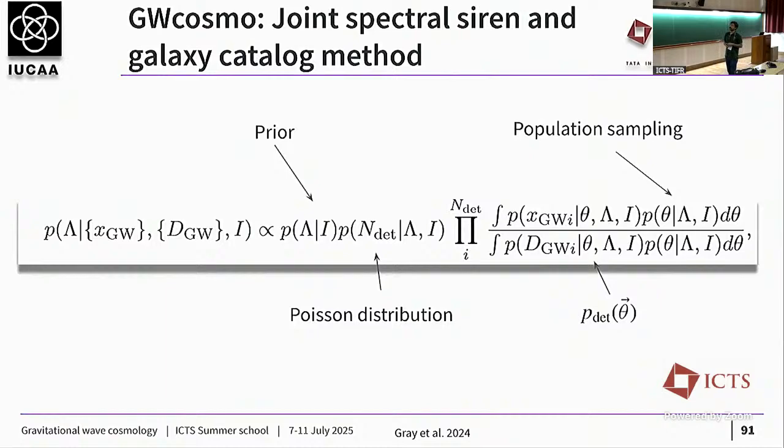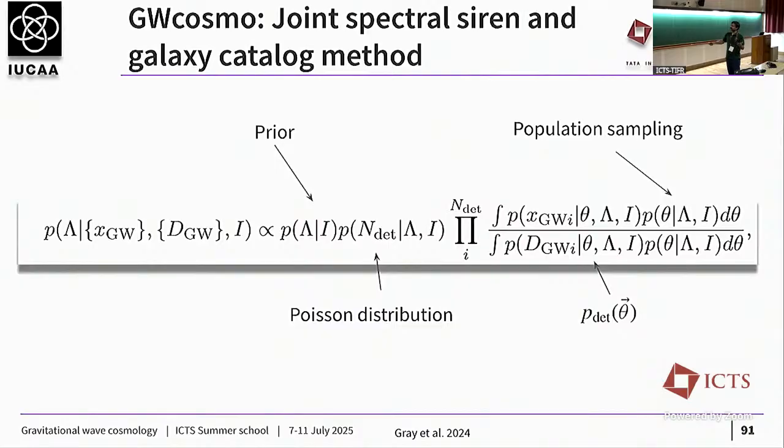Okay. So what I'm going to do is walk you through the likelihood as written in GW Cosmo. This is a joint spectral siren plus galaxy catalog kind of method, both put together. And in the end, there is also a possibility, if you remove the galaxy catalog information and just do something like an empty catalog run, saying I don't have any galaxies in my catalog, then it reduces to the spectral siren. So I'll just go through this method. Okay.